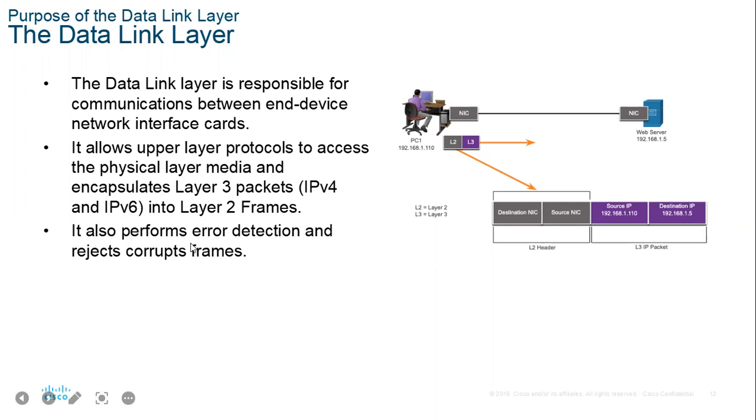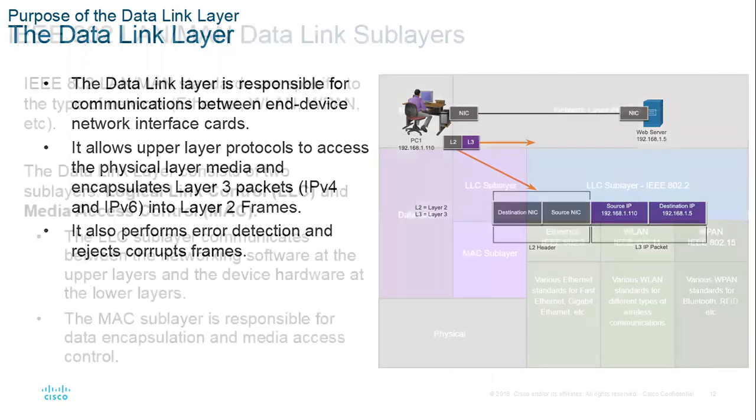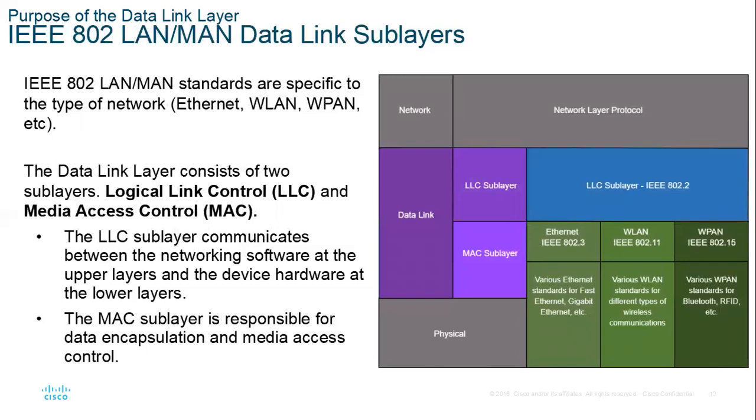It also performs error detection and rejects corrupted frames. For instance, if data is coming from layer 1 to layer 3 and there are issues, it does some kind of correction or it drops some of the packets. There are some standards, right? The data link layer consists of two sublayers, the logical link control and the media access control, the LLC and the MAC. The LLC sublayer communicates between the network software at the upper layers and the device hardware at the lower layers, whereas the MAC sublayer is responsible for data encapsulation and media access control.